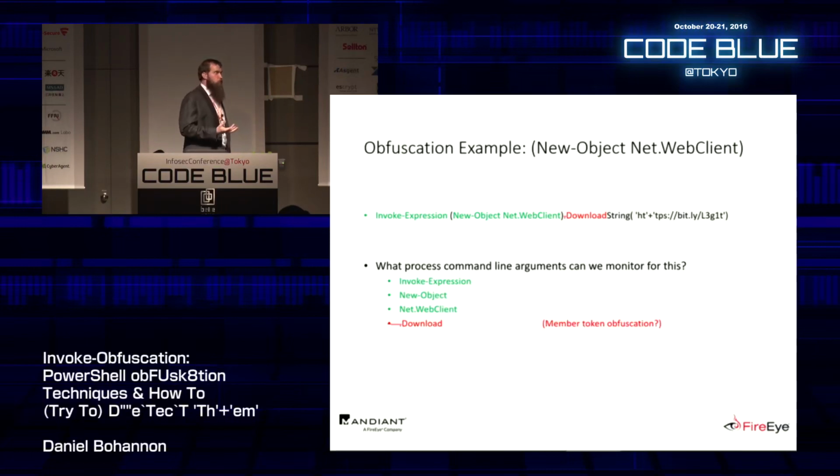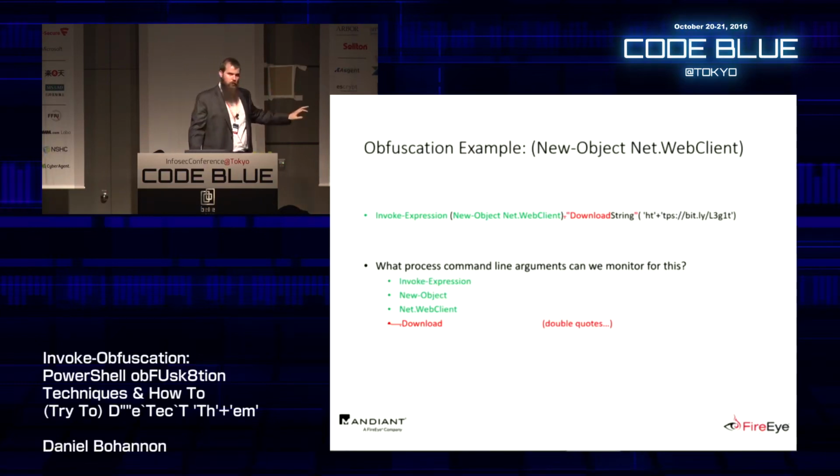So again, download string is a member token. How can we obfuscate this member token? Well, as I was looking at this command, I started this research a year ago, and I started to say, well, how can I manipulate this command so that it looks weird on the command line, but it still executes properly in PowerShell? What I found is that you can put single quotes around a member token. So now that .download, we can't even rely on that. We need to remove that dot.